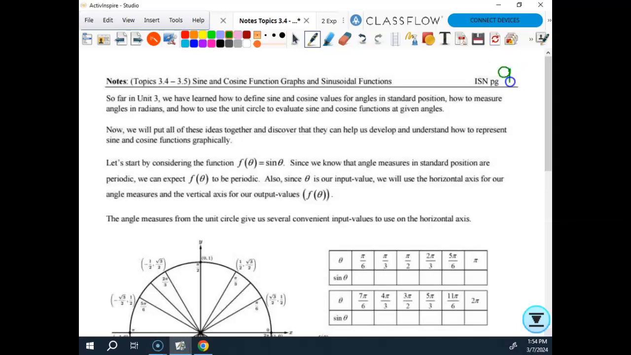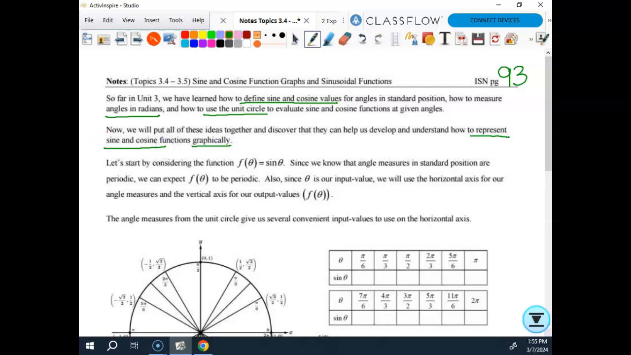Okay, this is going on page 93 when we're done. I'm not going to read all these words to you. I'm going to read you the first part, then we'll talk about the rest as we go. But so far, we've learned to define sine and cosine values for angles in standard position, how to measure angles in radians, how to use the unit circle, and we're going to put all this together so we can understand how to represent sine and cosine functions graphically.